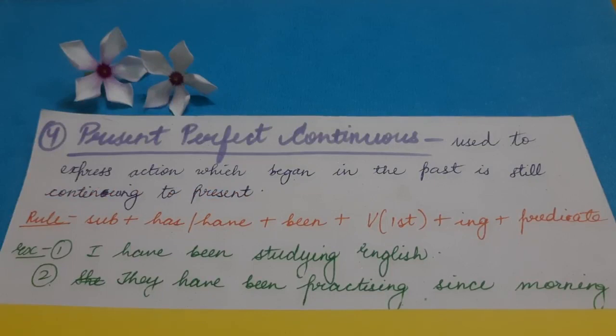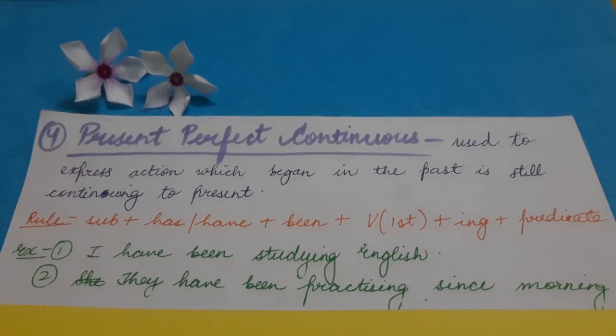Number 4 and the last subpart of present tense is present perfect continuous. It is used to express an action which began in the past and is still continuing to the present. Actually, it's the combination of present perfect tense and present continuous. So some action which began in the past, something you have been doing and now also you're doing.